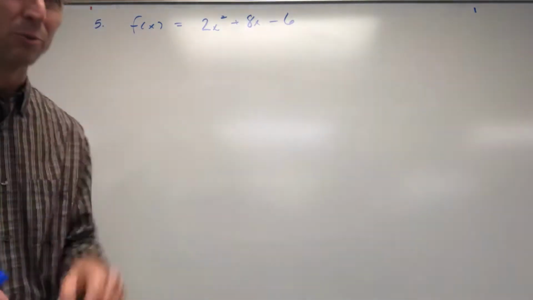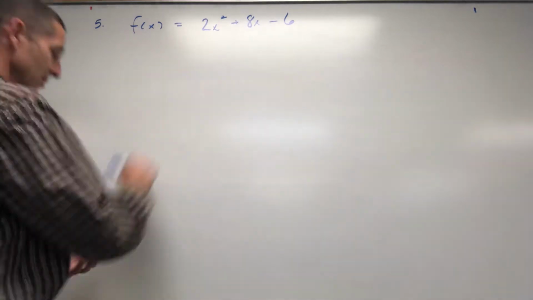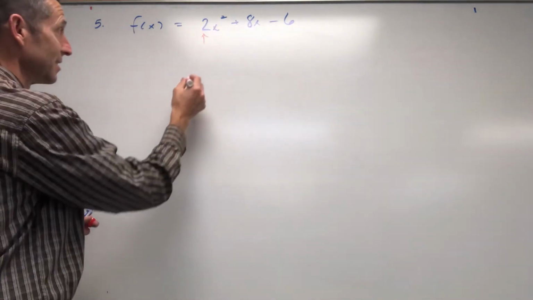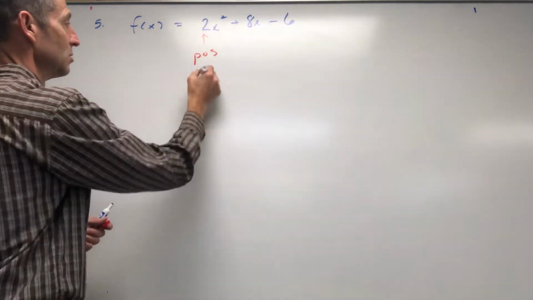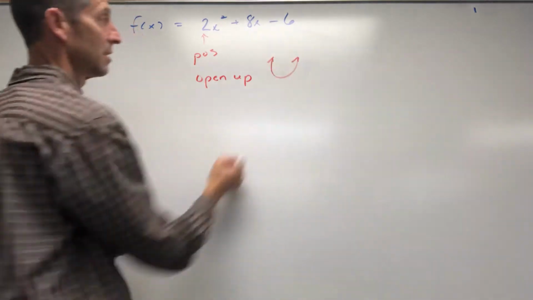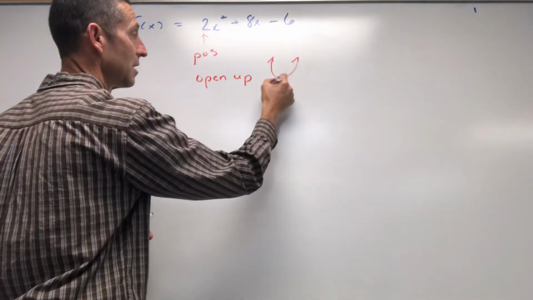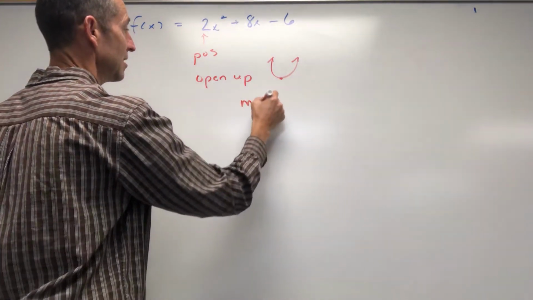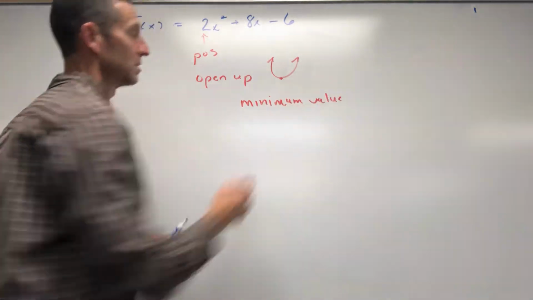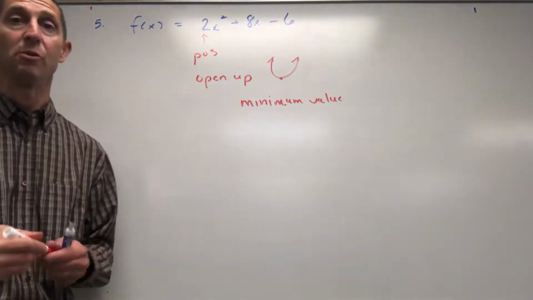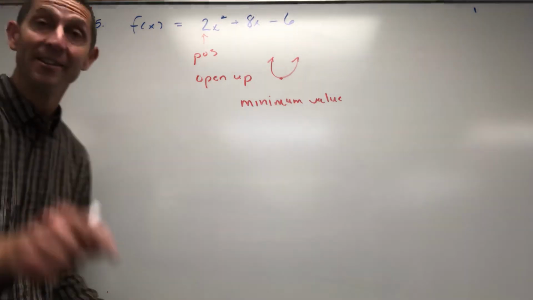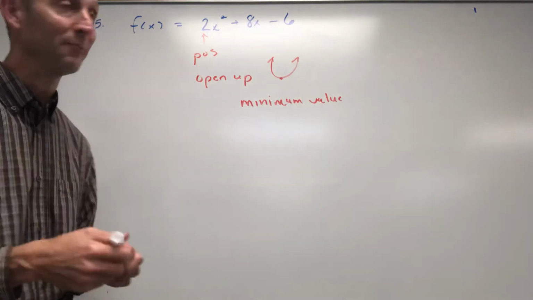I think I'm going to do those cool tricks though. I mean, look right here, cool trick. There's this 2 right there that's positive. That's a positive 2, so already I know this is going to open up. It's going to look like that. And since it's got a point down here at the bottom, when it's going to decide is it a maximum value or a minimum value, I already know it's a minimum value.